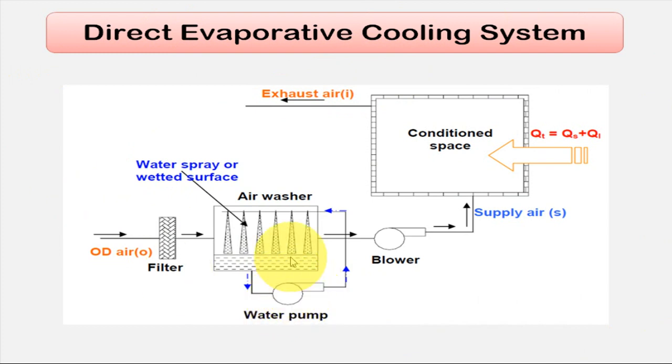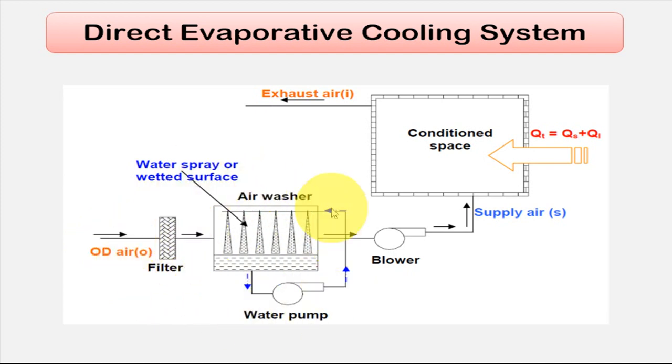These are the main components of the evaporative cooling system. It has a water tank. A small water pump sends the water to the top. Here is the water distribution manifold. Water sprinkles from top to bottom, again into the tank. The filter is there to remove impurities from the outside air.